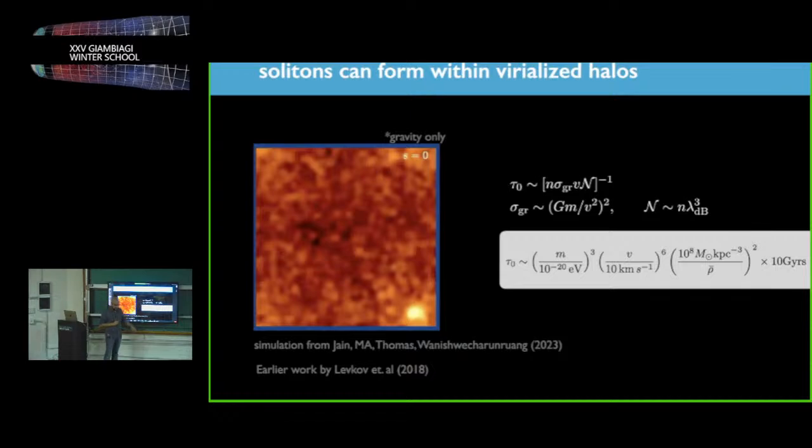To estimate this, you do the usual thing. You want to estimate a rate, it's n sigma v. So the time scale will be the inverse of n sigma v. Okay? n is the number density, sigma is the cross section, v is the velocity. But I have an extra factor, capital N.